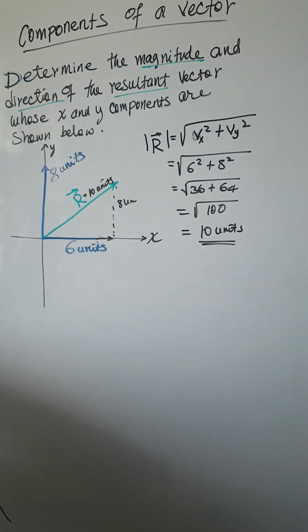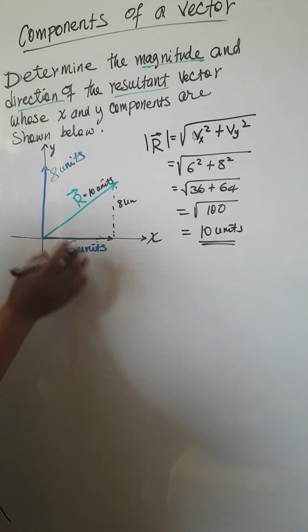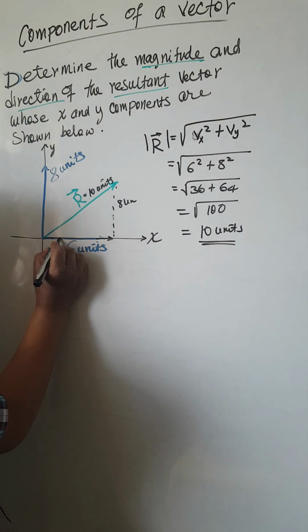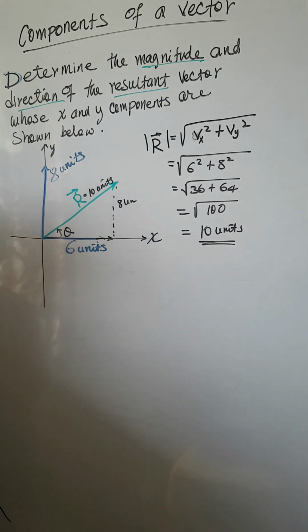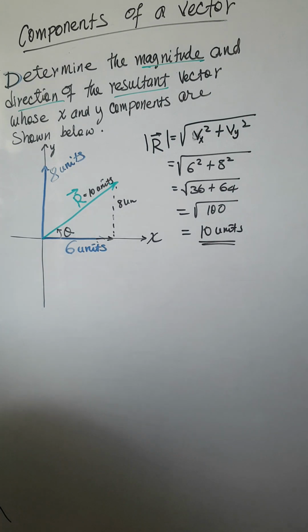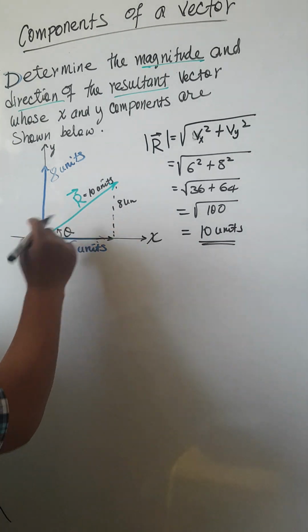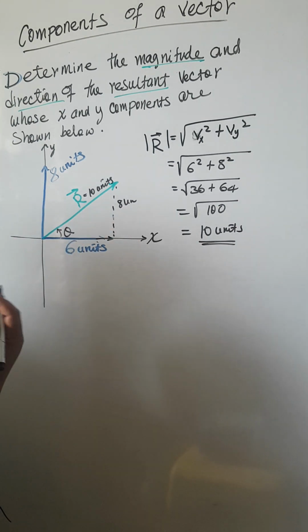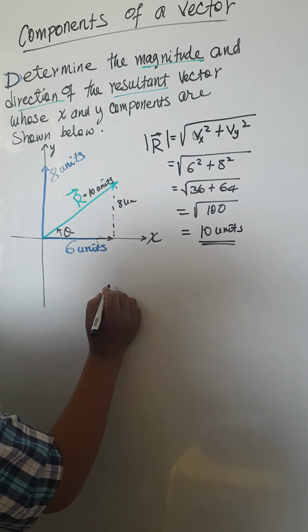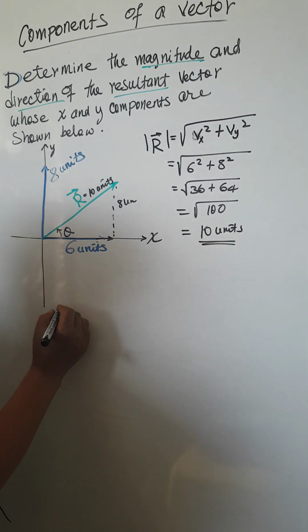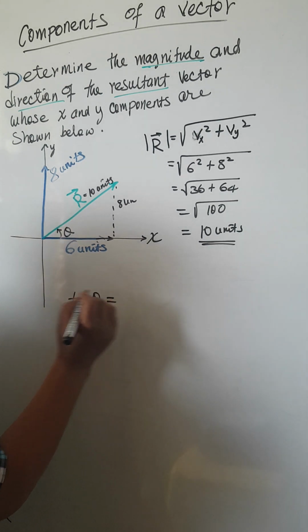Good. As we locate the resultant between the x and the y-axis, there is some angle that this resultant makes from the positive x-axis. That angle is said to be the direction of the resultant. To find the direction of the resultant, we can use one of the trigonometric functions, sine, cosine, and tan. But the better way is to determine the tangent.